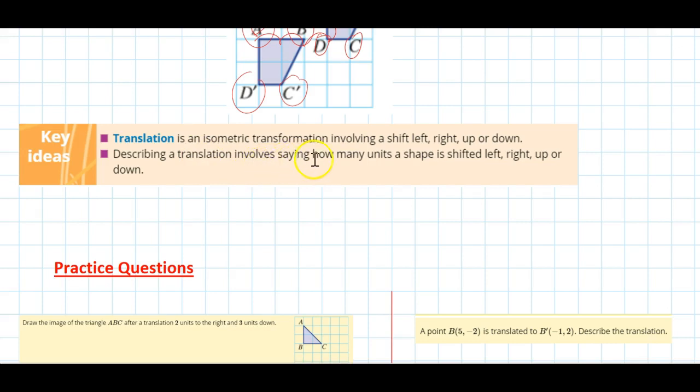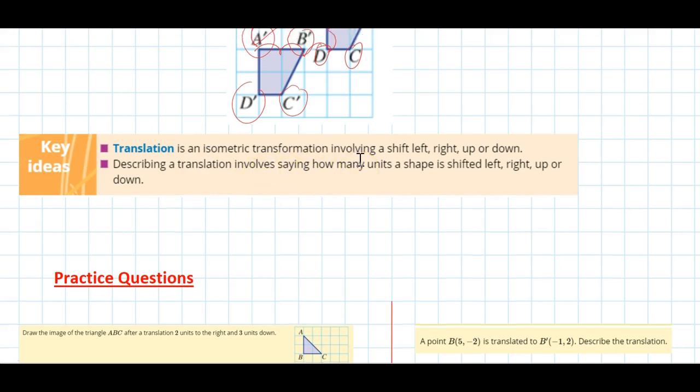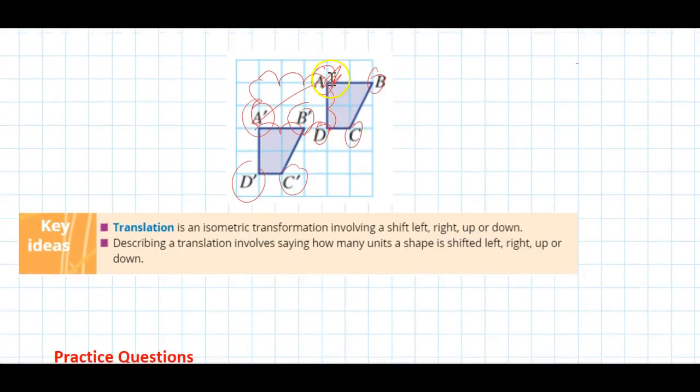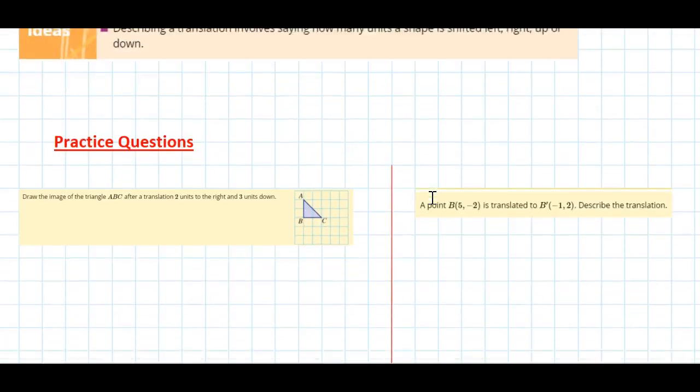Describing a translation involves saying how many units a shape is shifted left, right, up or down. By units we mean how many of these little boxes it moves left, right, up or down. That's what we mean by units shape is shifted. So let's do some practice questions here.